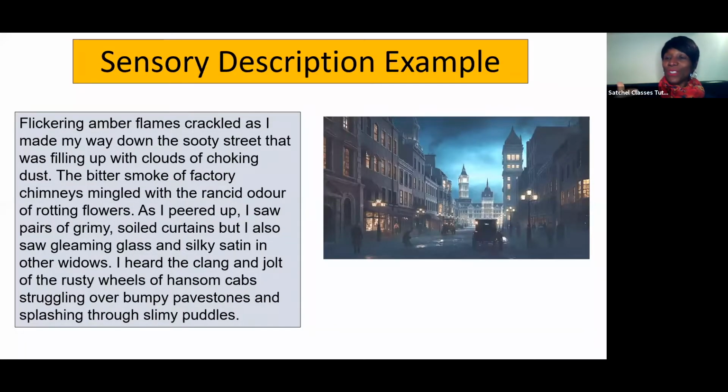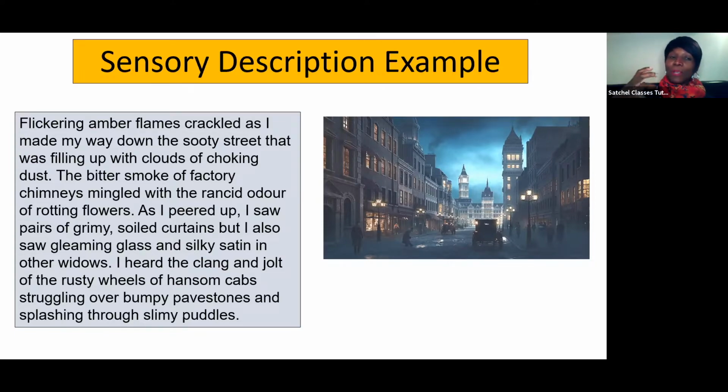Now, in your description of a Victorian London street, you might have something like this as an example of sensory description. Flickering amber flames crackled as I made my way down the sooty street that was filling up with clouds of choking dust. The bitter smoke of factory chimneys mingled with a rancid odour of rotting flowers.